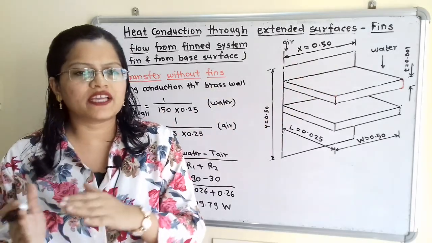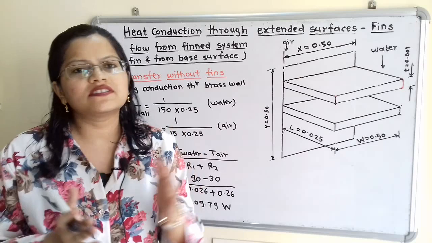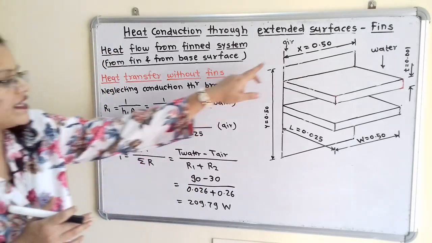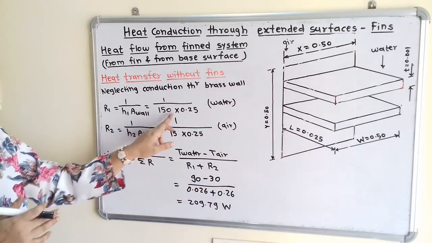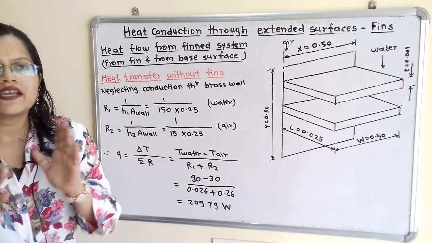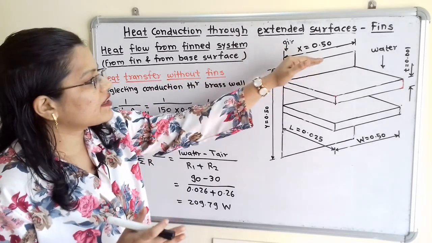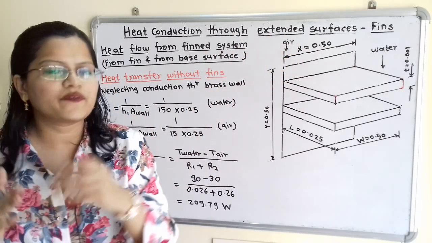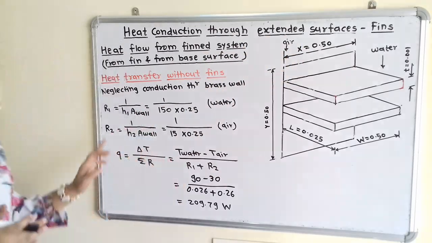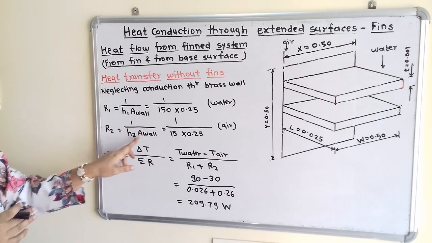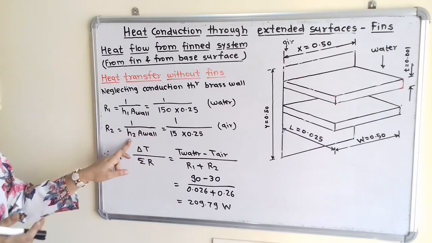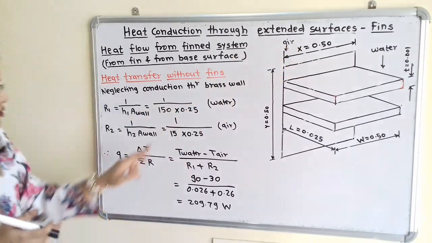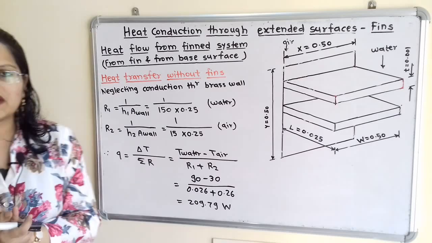Here the value of H for water is given, so we will consider it as H1. So R1 is equal to 1 divided by H1 into area of the wall, that is 1 divided by 150 into 0.25. In the same way, the convective heat transfer is taking place from this brass wall towards the air, so we will calculate the resistance R2. R2 is equal to 1 divided by H2 into area of wall, where H2 is the convective heat transfer coefficient for this air. So 1 divided by 15 into 0.25.